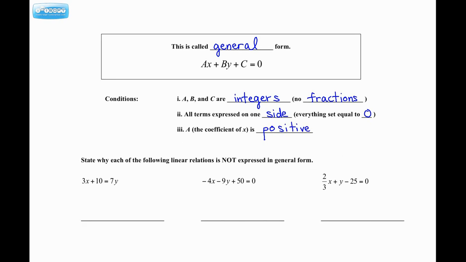All right. So here it says, state why each of the following linear relations is not expressed in general form. It doesn't ask us to fix it. We just want to find out what's wrong with it. Looking at the first one, notice how there are no fractions present. But the problem is we have terms spread between both sides of the equation. Remember, in general form you have to have everything on one side. Most likely this 7y, we would subtract it from both sides. We don't have to do that, so I'm just going to give the reason.